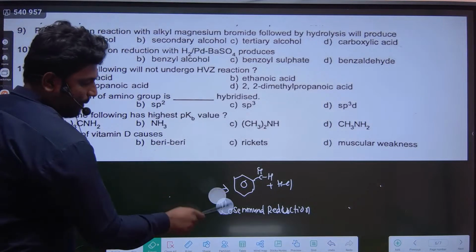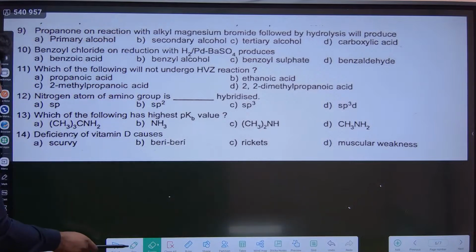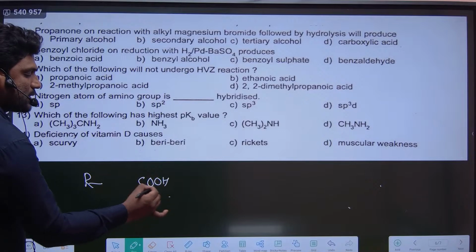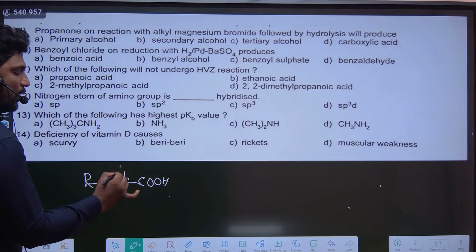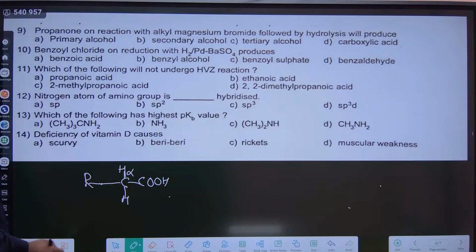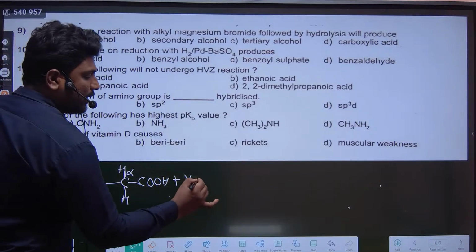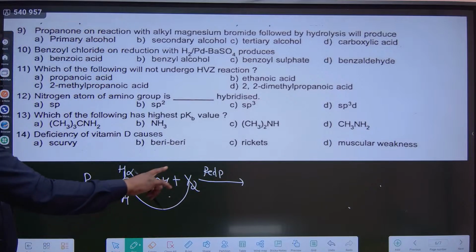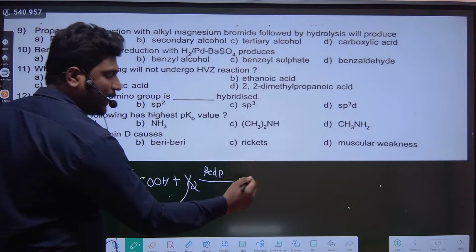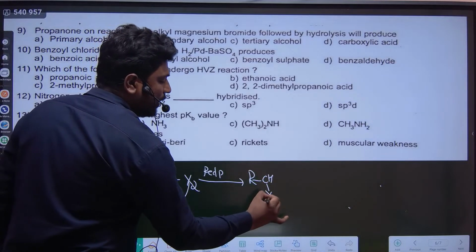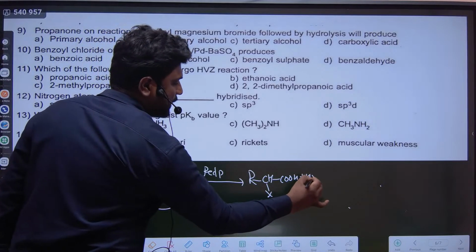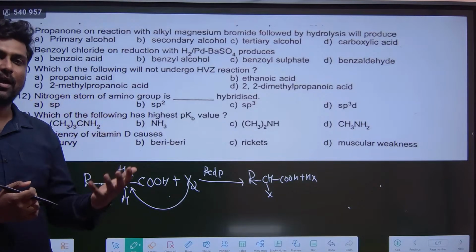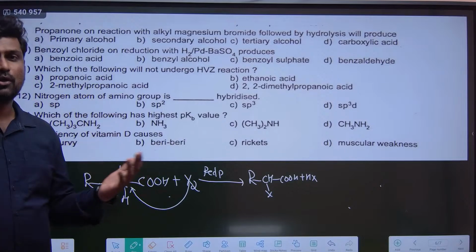alpha hydrogen atom. Suppose I have taken a carboxylic acid. Alpha hydrogen atom means the carbon next to the carboxyl group is the alpha carbon, and the hydrogens bonded to the alpha carbon are alpha hydrogen atoms. Whenever such chemicals are treated with a halogen in the presence of red phosphorus, they undergo halogenation: addition of halogen to the alpha carbon, removal of alpha hydrogen atom. Therefore, we get an alpha halo carboxylic acid plus HX. So in these options, we have to check for a carboxylic acid which does not have an alpha hydrogen atom, or which is not a carboxylic acid.